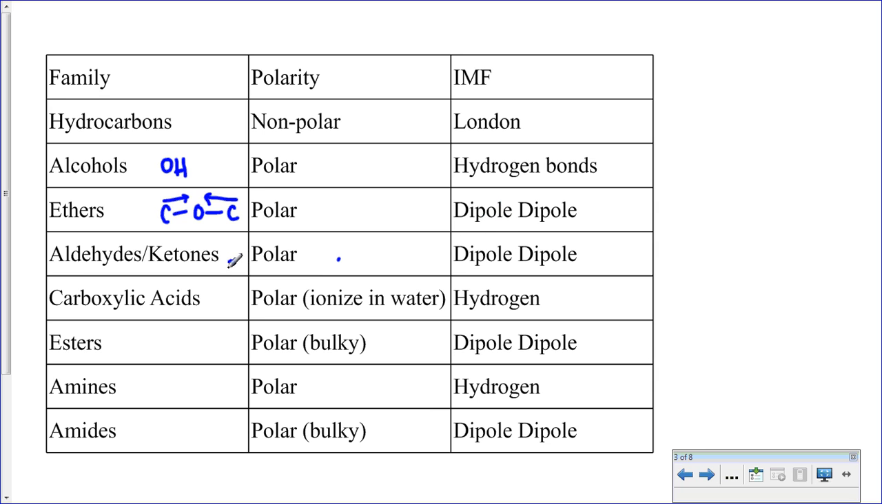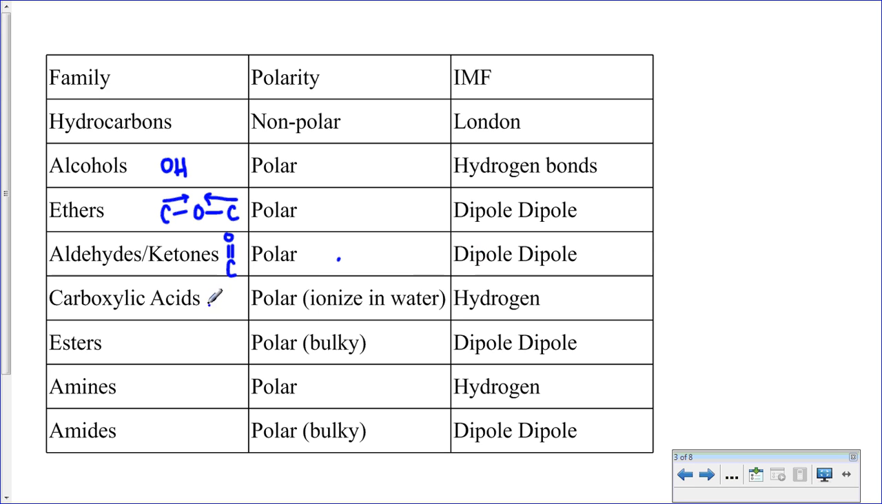For aldehydes and ketones, they have the carbonyl carbon, which is a polar bond, but again, they don't have a slightly positive hydrogen within the molecule. Therefore, they're polar, but have dipole-dipole forces.